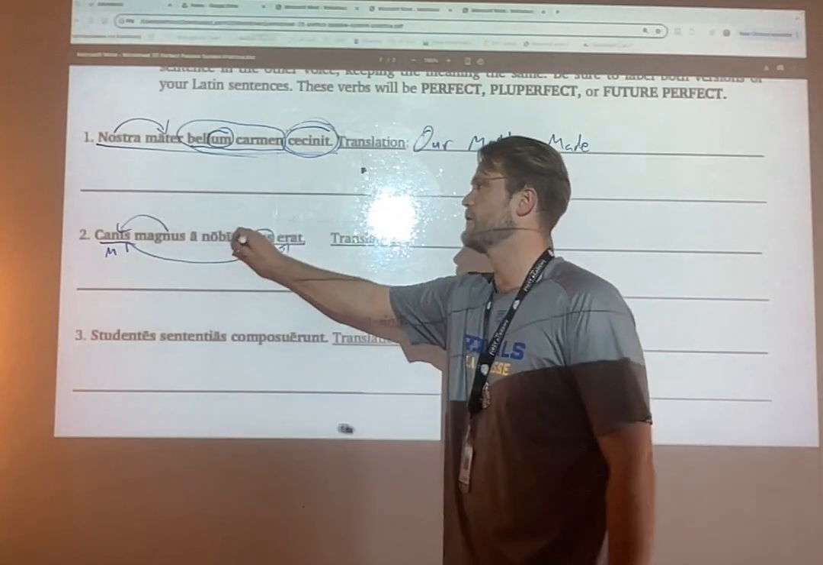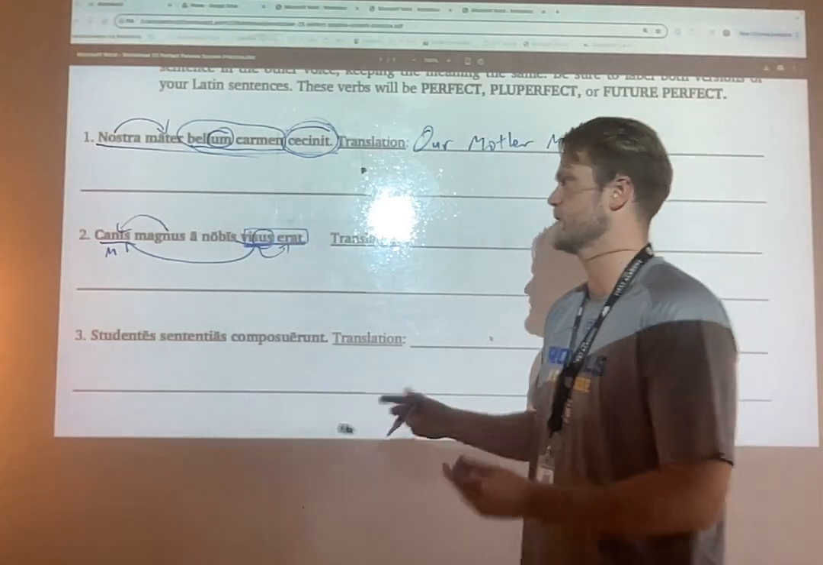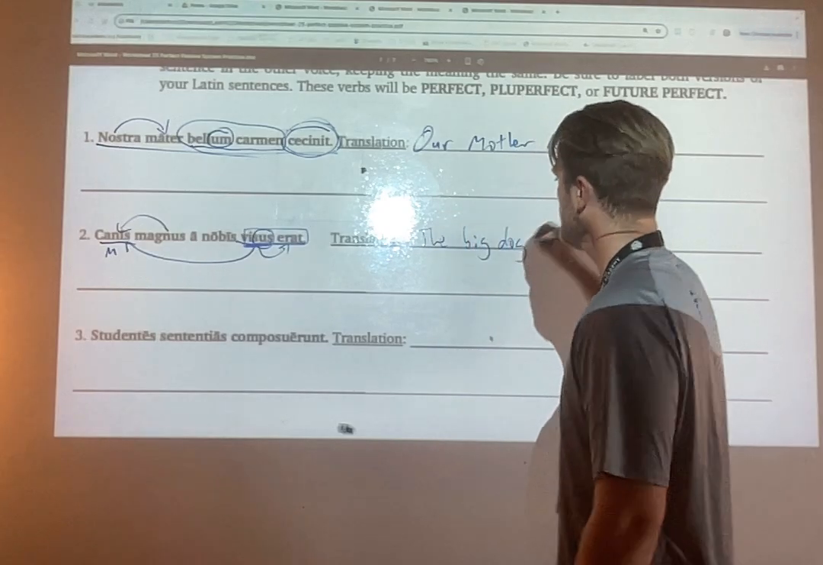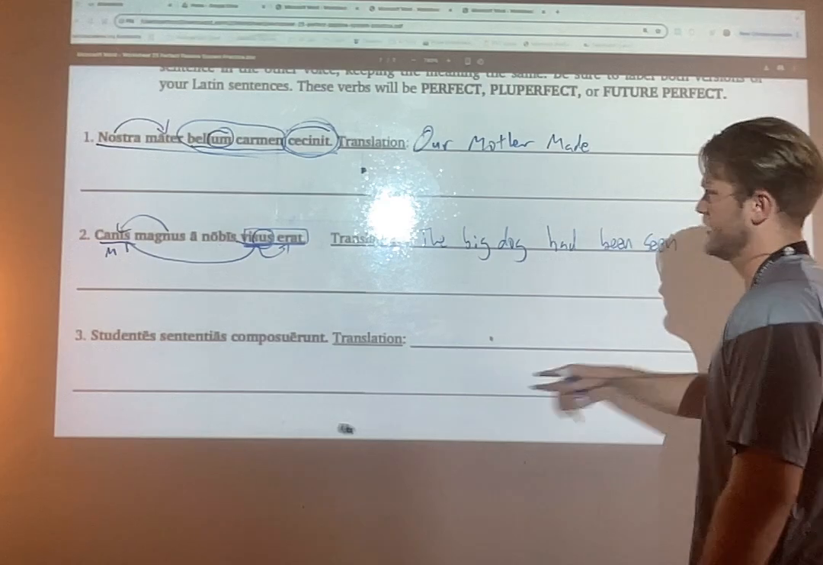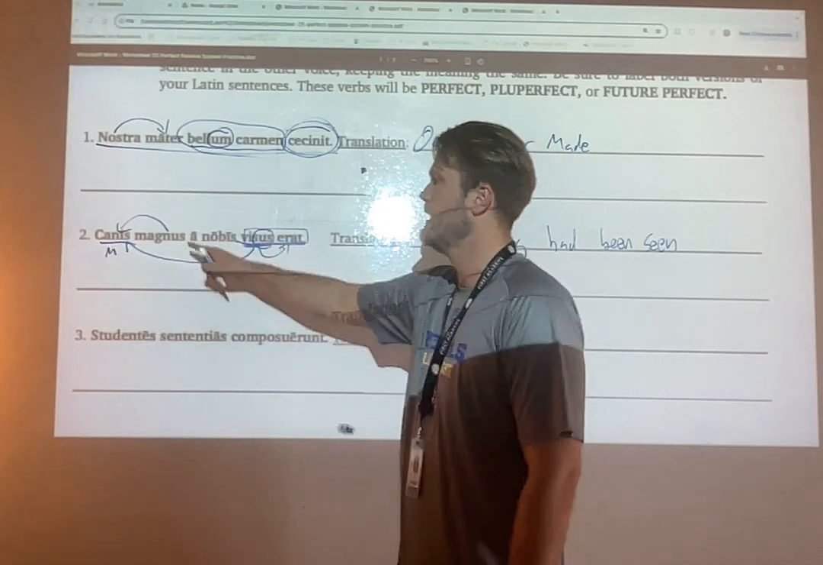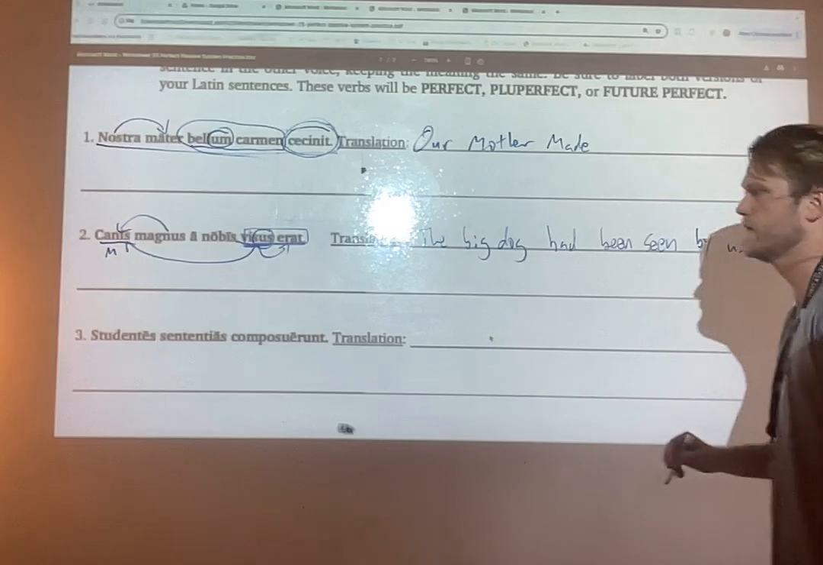So you guys know that when the fourth principal part of a verb is with erat, you know it's pluperfect. So we have to translate had. So the big dog had been seen, because that's the verb to see. So the big dog had been seen a nobis. That would mean by us.